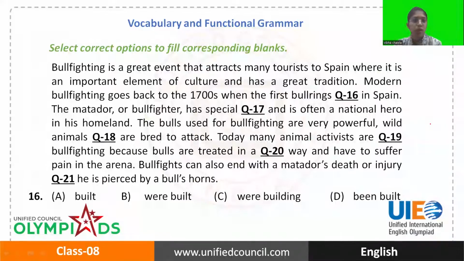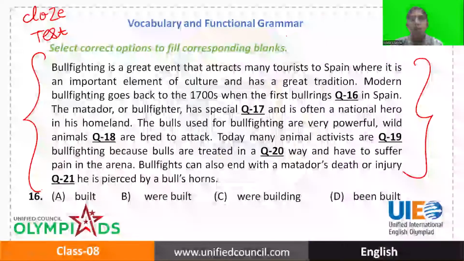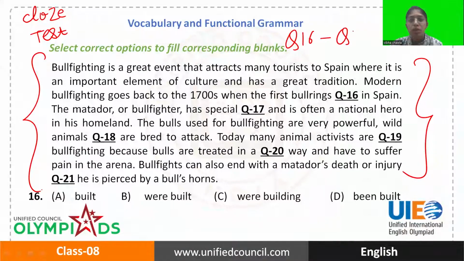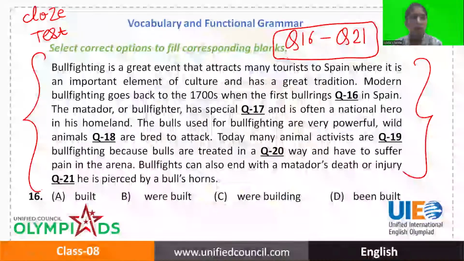Then next up is, basically, not a single question. It is a cloze test. What's a cloze test? A cloze test is basically a passage given with a certain number of blanks in between, which we need to fill from among the given options. So that is called a cloze test. Question number 16 to question number 21, these 6 questions are from this cloze test. So let's read and try to find out.